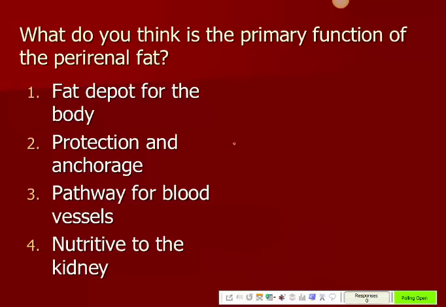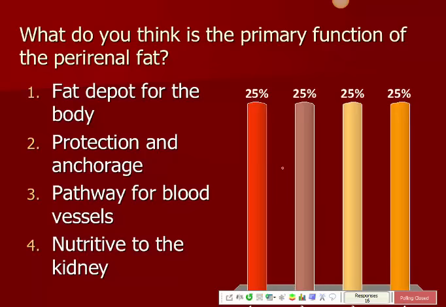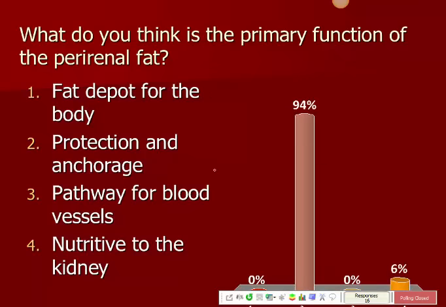So let me ask you, what do you think is the primary function of the perirenal fat? Here the operative word is primary function. Very good, yes, protection and anchorage. That means keeping it in place, which is why fat is present around many organs.